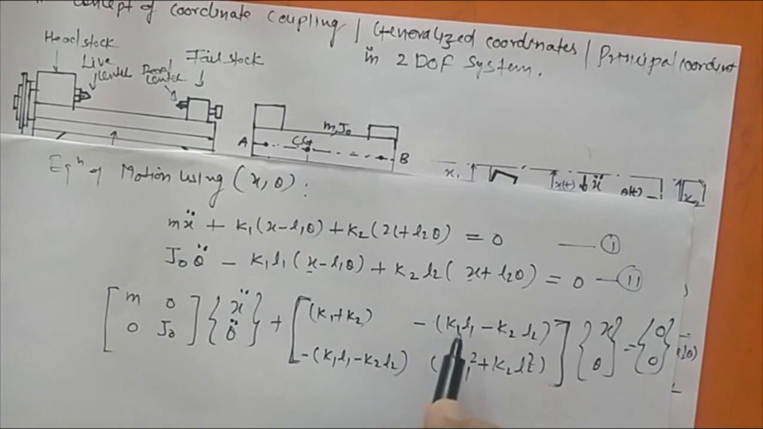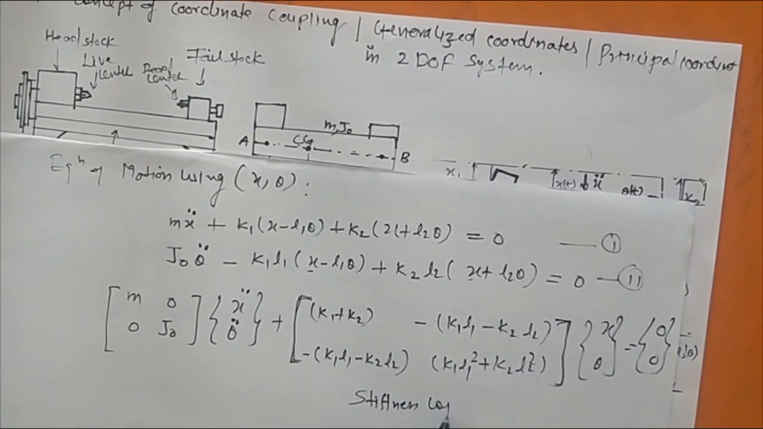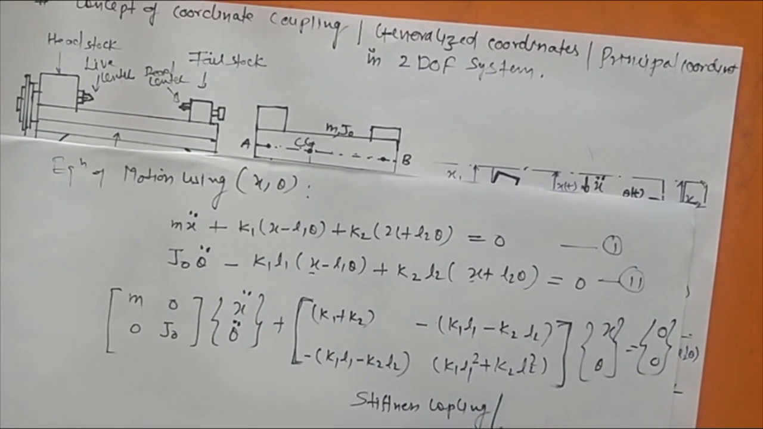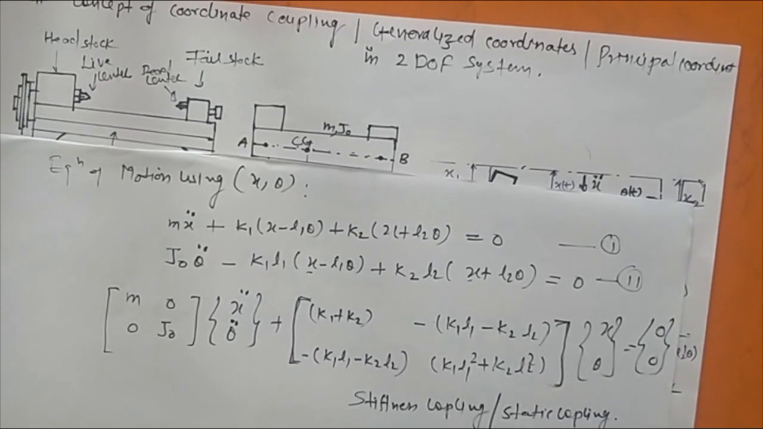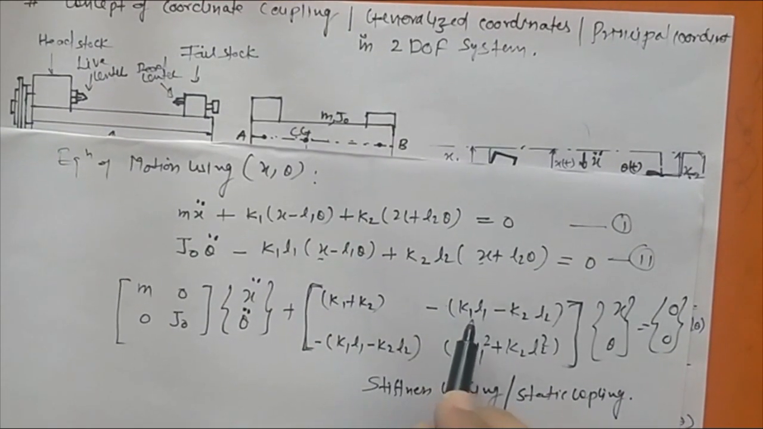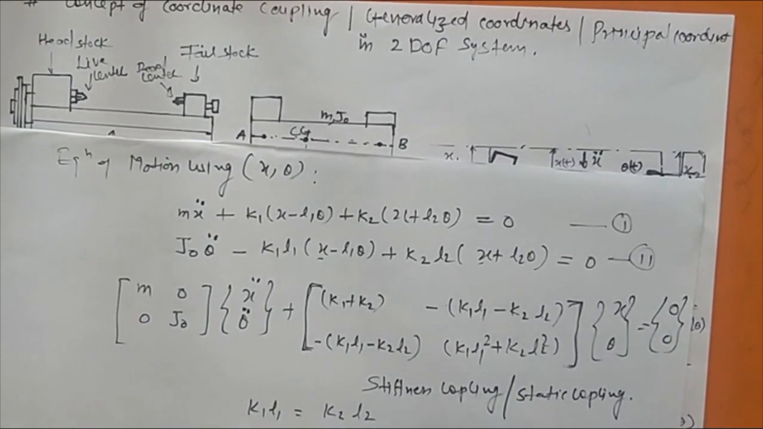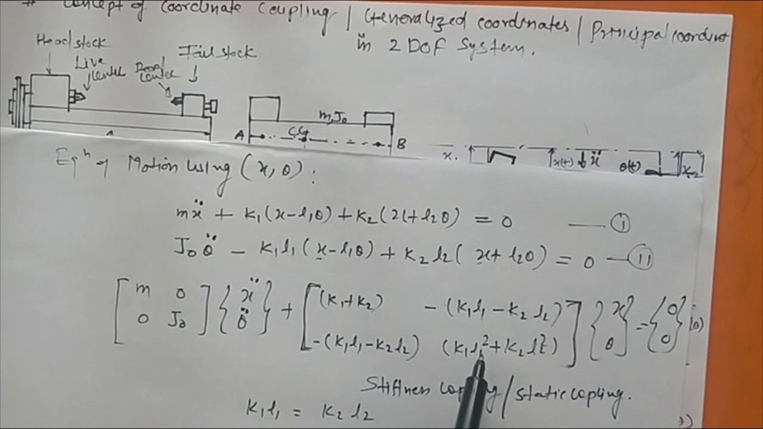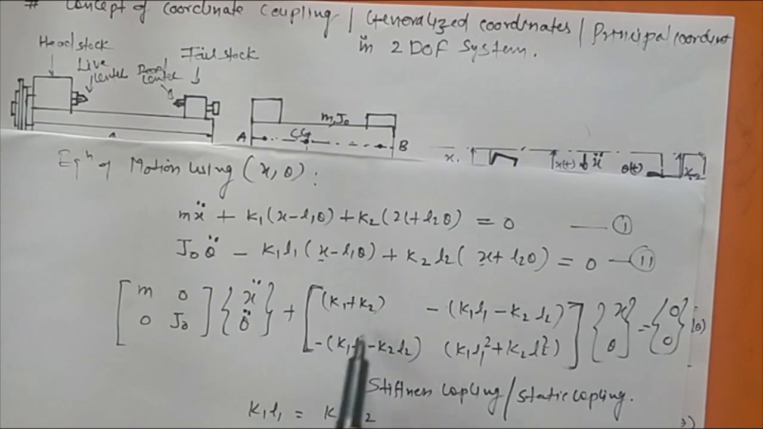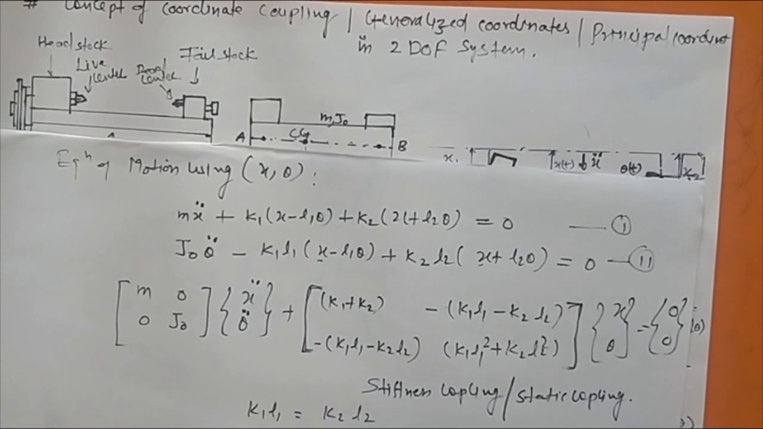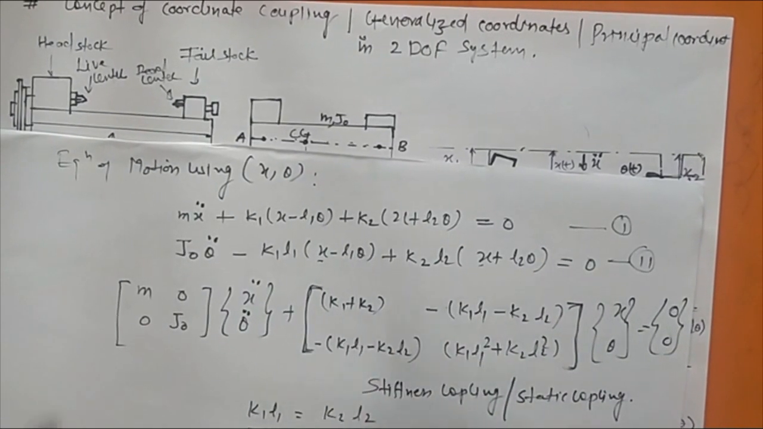This type of coupling is known as stiffness coupling, or it is also known as static coupling. Now, if K1 L1 is equal to K2 L2, then this stiffness matrix would be a diagonal matrix, because this component would be 0 and this component would also be 0. So if this is the condition, then there would be no coupling between both of the coordinates.